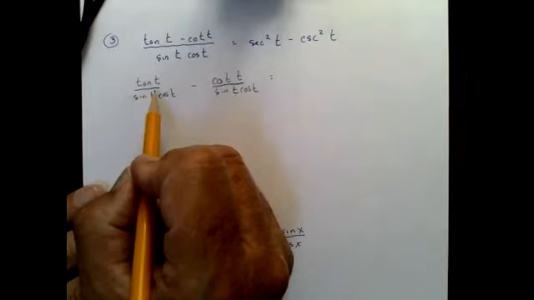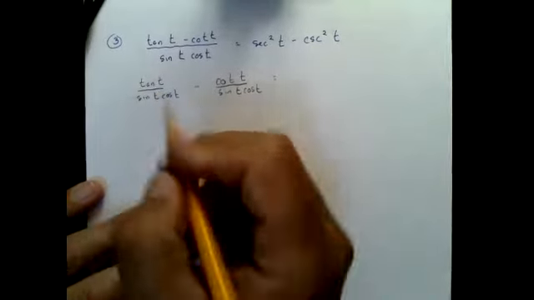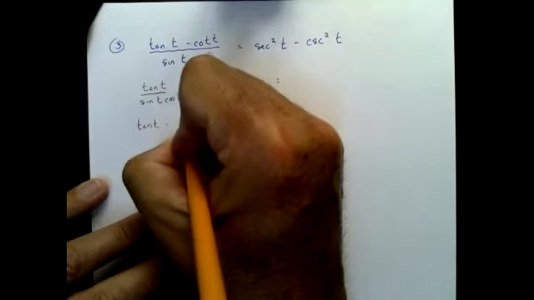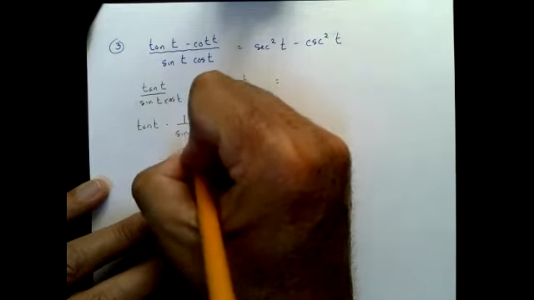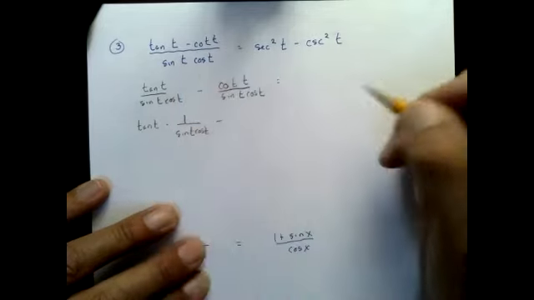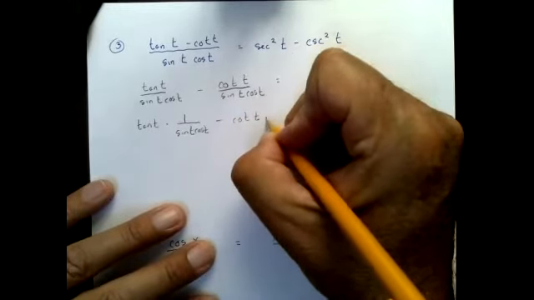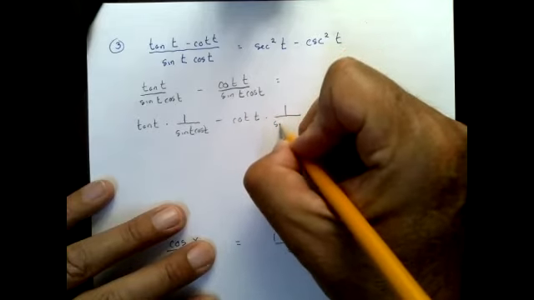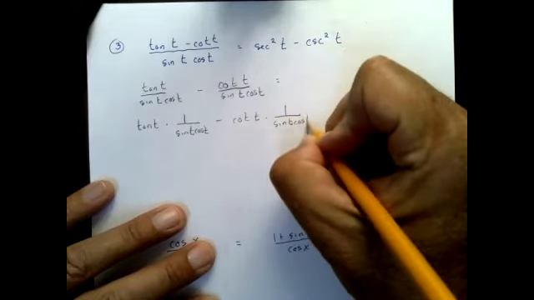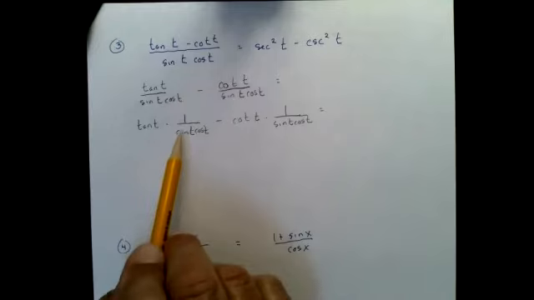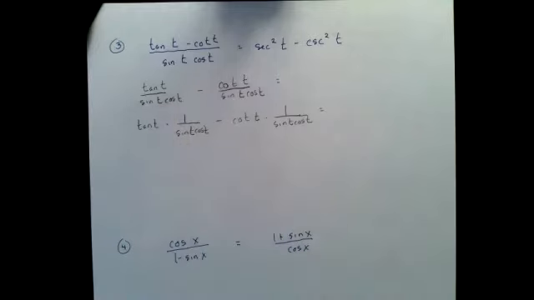Well, to divide is to multiply by the reciprocal. So I'm going to write this as the tangent of t times 1 over sine of t cosine of t, minus the cotangent of t times 1 over sine of t cosine of t. And again, the more of these you do, the quicker these tricks will come up. This is just a model: to divide is the same as multiplying by the reciprocal.